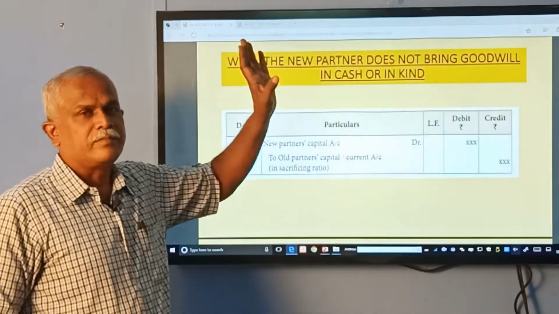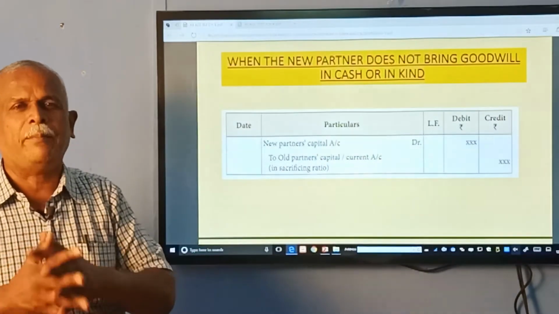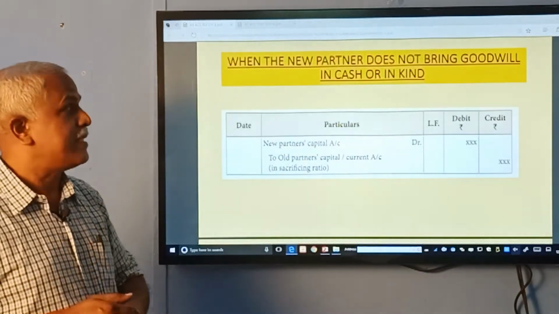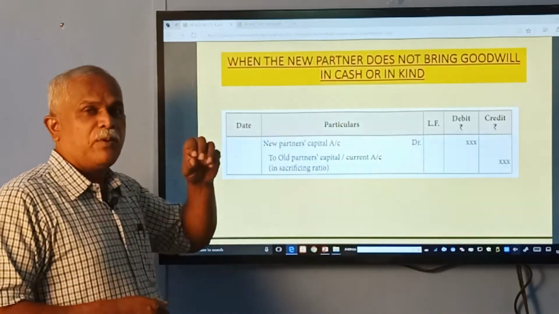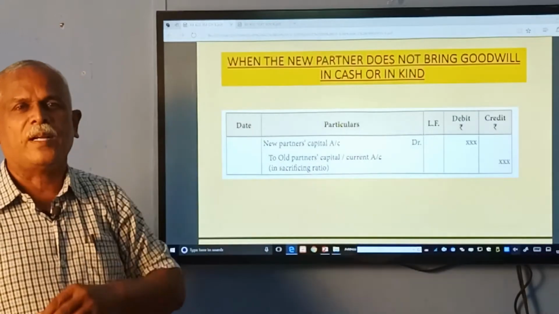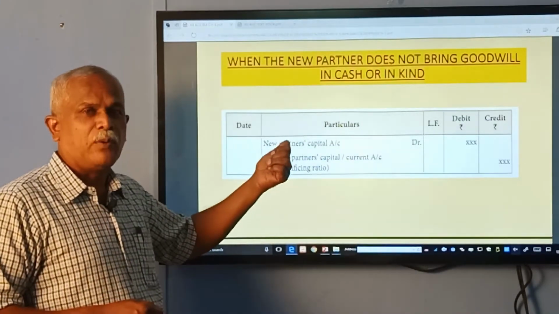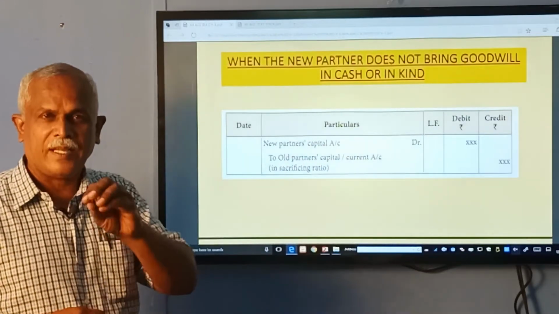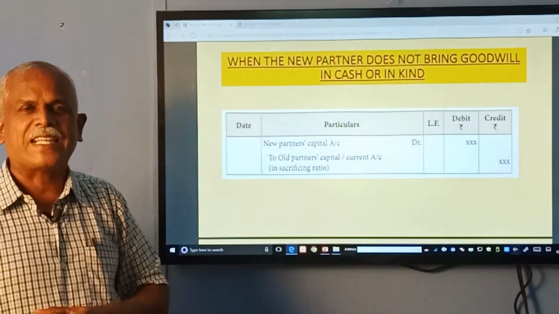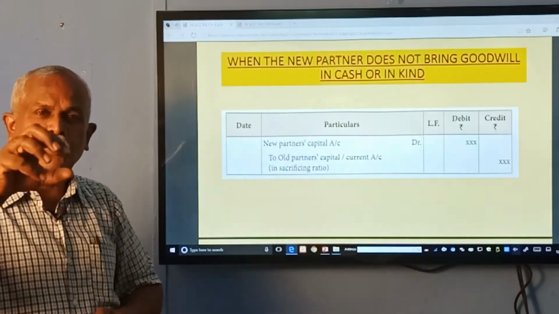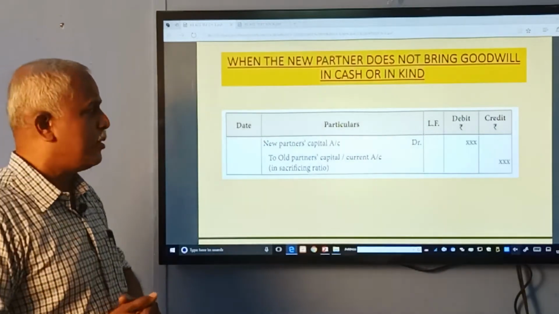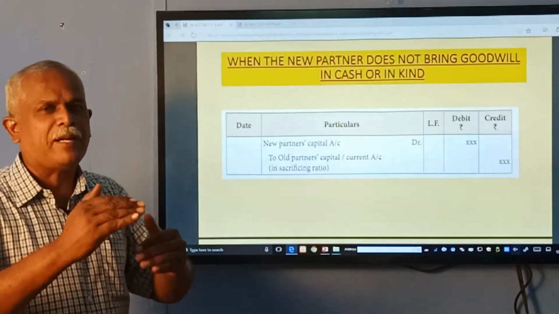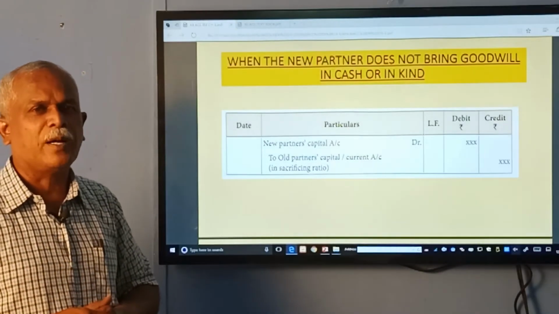When a new partner brings in only capital, he is unable to bring anything towards goodwill. In such cases, the amount of goodwill share of the new partner will be debited from his capital account, the new partner's capital account, and it will be transferred to the old partners' capital account. That means, whatever he brought in as capital, from that amount the goodwill share will be taken out and given to old partners in sacrificing ratio. So, his capital will reduce in the new firm.